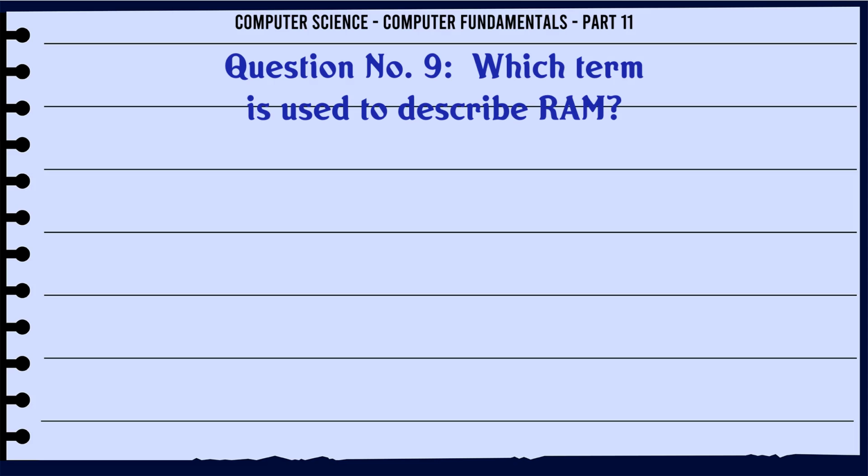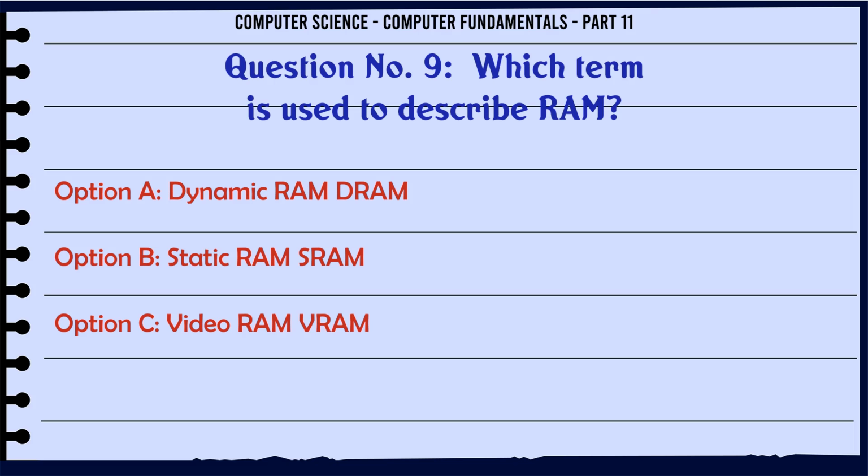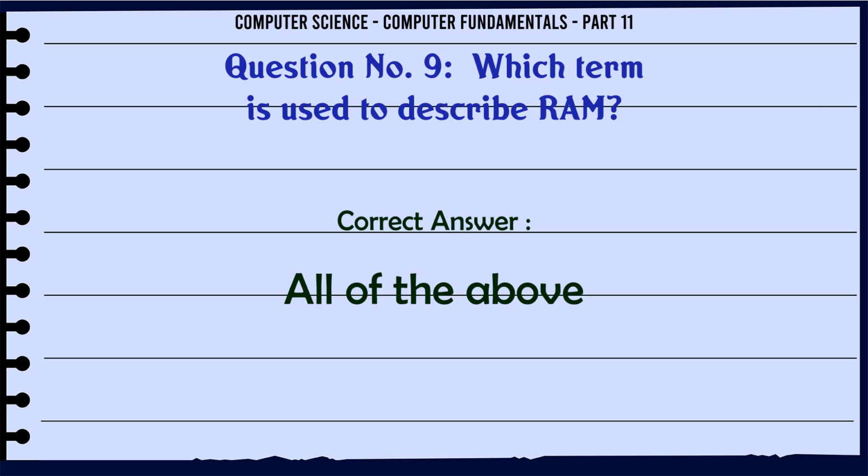Which term is used to describe RAM? A. Dynamic RAM, DRAM. B. Static RAM, SRAM. C. Video RAM, VRAM. D. All of the above. The correct answer is all of the above.